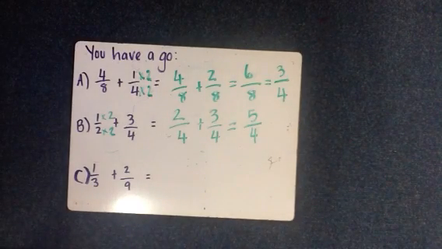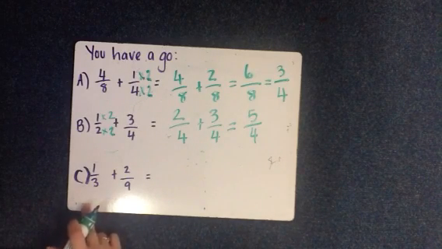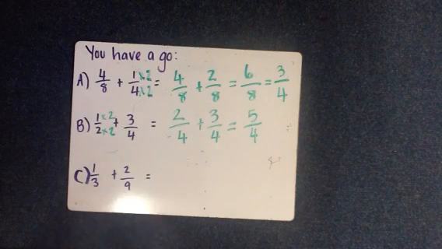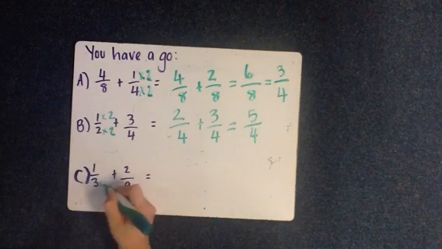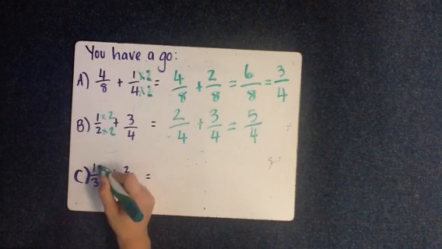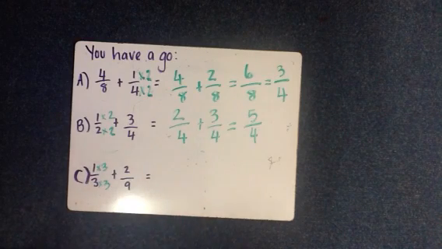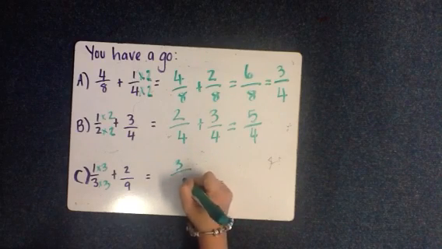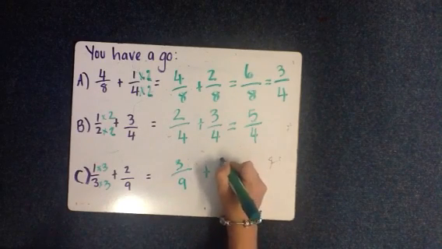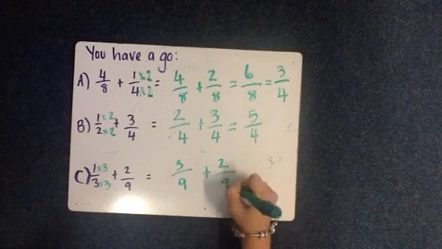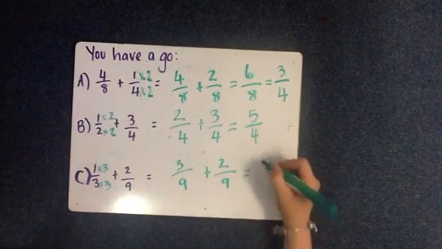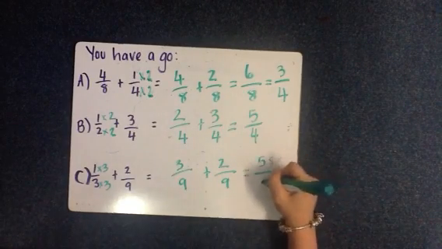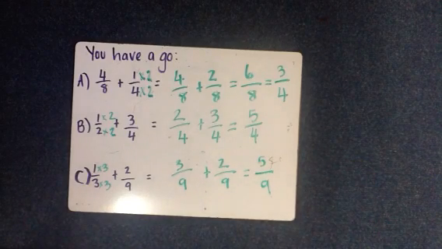Okay, C. I have 1/3 plus 2/9. Now, I know using my multiplications that I can turn 3 into 9 by multiplying it by 3. Whatever I do to the bottom number, I have to do to the top number. 1 times 3 is 3, 3 times 3 is 9, plus 2 over 9 equals 3 plus 2 is 5, and our denominator is 9, and that one cannot be simplified.